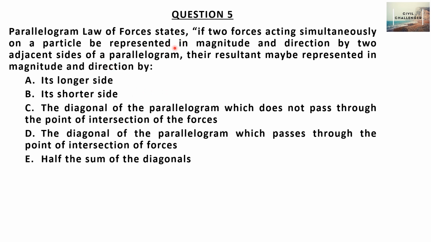Parallelogram law of forces states that if two forces acting simultaneously on a particle be represented in magnitude and direction by two adjacent sides of a parallelogram, the resultant may be represented in magnitude and direction by option A, its longer side, option B, its shorter side, option C, the diagonal of the parallelogram which does not pass through the point of intersection of the forces, option D, the diagonal of the parallelogram which passes through the point of intersection of forces, option E, half the sum of the diagonals.